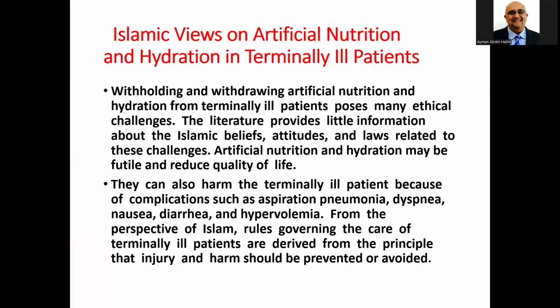Islamic views on artificial nutrition and hydration in terminally ill patients. Withholding and withdrawal of artificial nutrition and hydration from terminally ill patients poses many ethical challenges. The literature provides little information about the Islamic beliefs, attitudes, and laws related to these challenges.